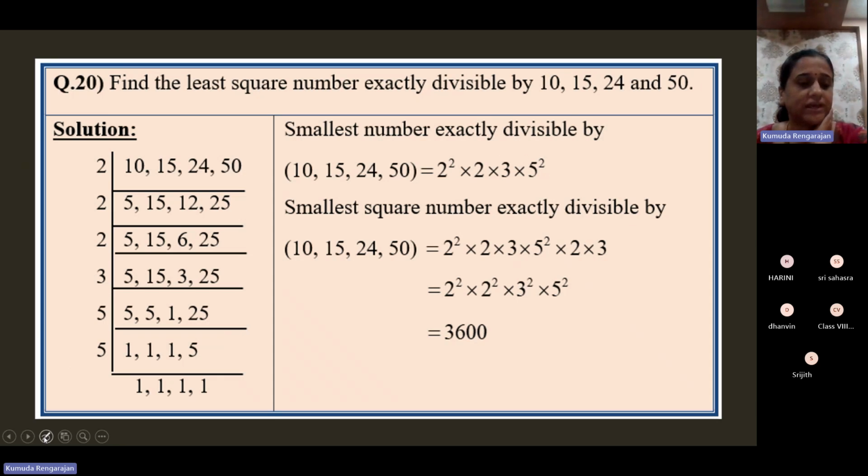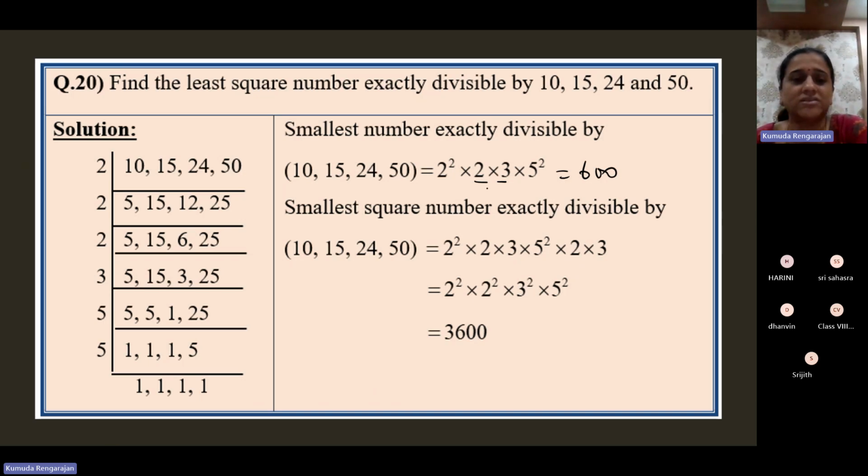All right. So first find the LCM of the four numbers, which is 600, that is 2 squared into 2 into 3 into 5 squared. Now, 600 is not a square number because every prime factor in 600 does not occur in pairs. You can see 2 and 3 don't occur in pairs. If a number is a perfect square, then the prime factors involved in the number will occur in pairs.